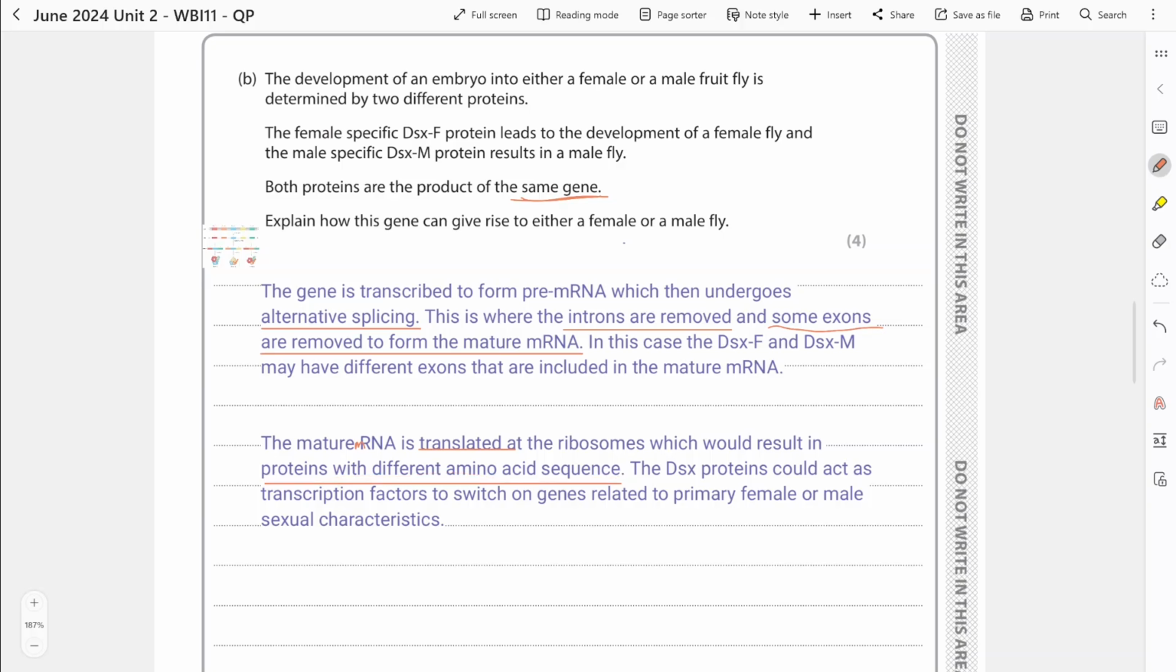And then you can even elaborate and say the proteins can act as transcription factors which switch on genes related to primary male or female sexual characteristics. So again, primary sexual characteristics refer to characteristics that show up when an organism is born. And that would be the marks for this question.